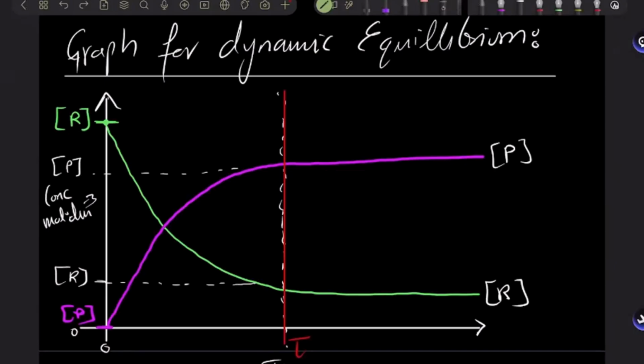So what is the time where dynamic equilibrium was achieved over here? The time or the line where both these graphs, the reactant graph and the product graph, have become flat. This is the time where dynamic equilibrium was achieved.